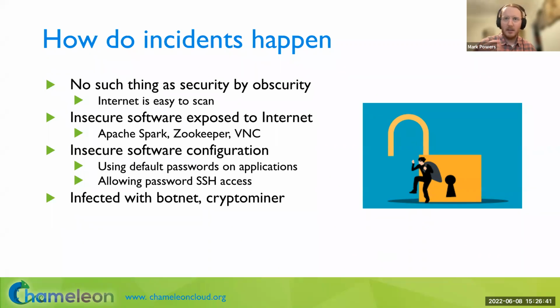Another way that security problems happen is by configuring software poorly. That means using a default password, for example, on an application that is internet facing, that'll let a user log in and change things. And this includes allowing any password access via SSH. That's something that is cracked all the time.